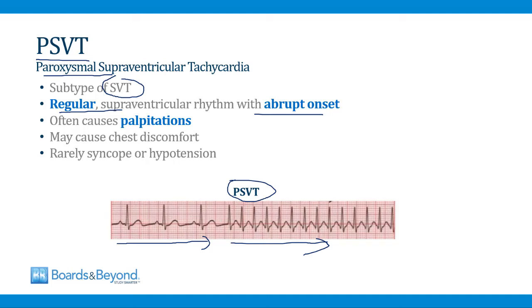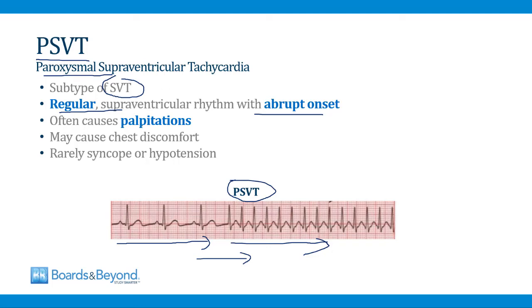And PSVTs are distinguished from other types of SVTs because of the fact that they have an abrupt onset and they are regular. So for example, sinus tachycardia is not a PSVT. That's because sinus tachycardia does not start from one beat to the next. It has a slow onset. When you exercise, you develop sinus tachycardia, but it doesn't occur in one heartbeat. Slowly your heart rate rises as you are exercising, and therefore sinus tach is not a PSVT. Atrial fibrillation is also not a PSVT because atrial fibrillation is irregular and not regular. So PSVTs are the special subtype of SVTs that have a regular rhythm and an abrupt onset.